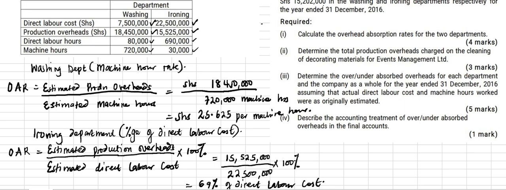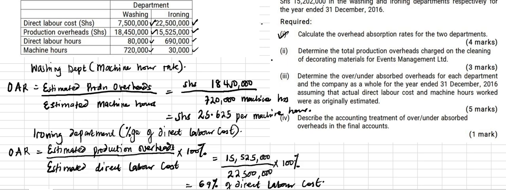There has to be an allocation base in each of those departments, and that base is always one. Which base will be used to come up with the overhead absorption rate used in the allocation of the overheads to the jobs, to the products or services. So that is part B, Roman 1. You have your overhead absorption rates for the two departments.